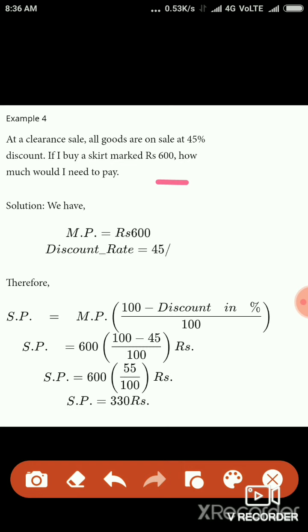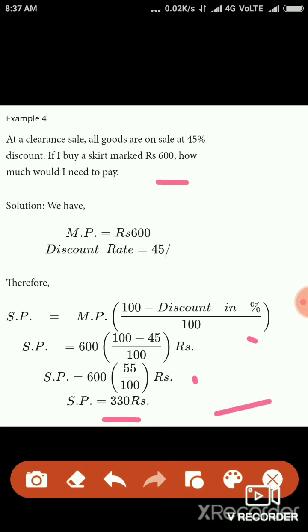How will we calculate? SP is equal to MP into 100 minus discount percentage by 100. So 100 minus 45, what will you get? Rupees 55 by 100 into 600, that is equal to rupees 330. In this way you can calculate the SP directly. No need to calculate discount in rupees.